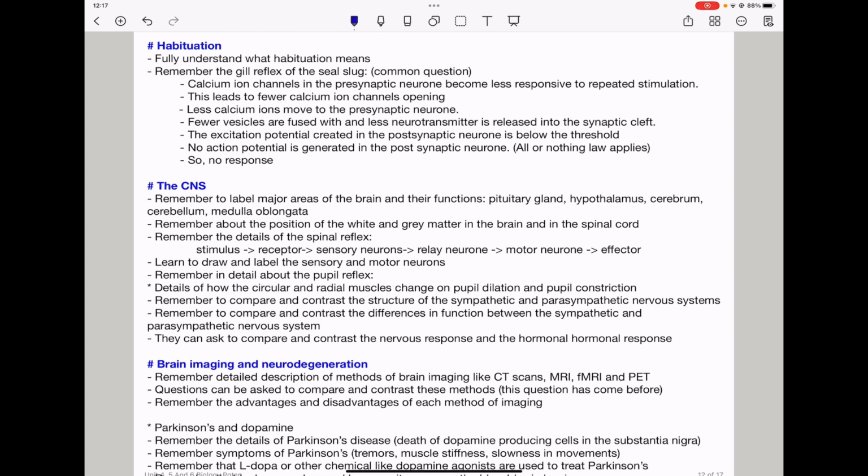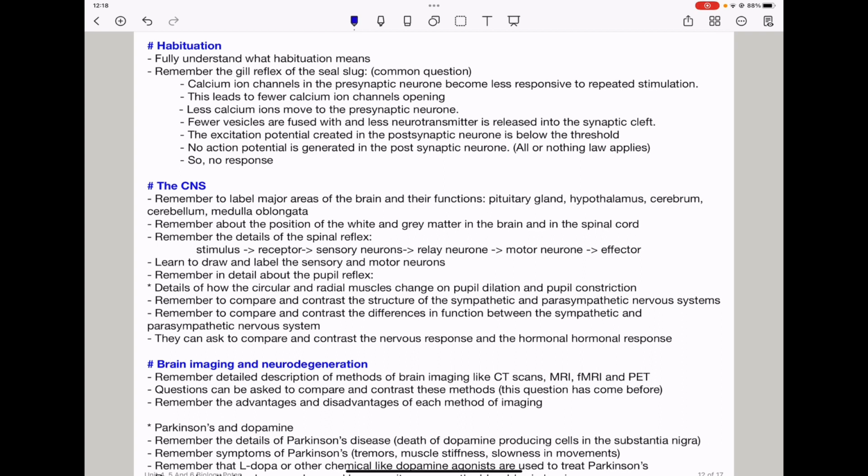You should remember that calcium ion channels in the presynaptic neuron can become less sensitive due to the repeated stimulation, and this can lead to fewer calcium ion channels being opened, and there'll be less calcium ions moving into the presynaptic neuron, and this will lead to fewer vesicles being fused, and there'll be less neurotransmitter released in the synaptic cleft. The excitatory potential created in the postsynaptic neuron is going to be lower, and it could be below the threshold, so no action potential will be generated in the postsynaptic neuron. And since this follows the all or nothing law, there will be no response.